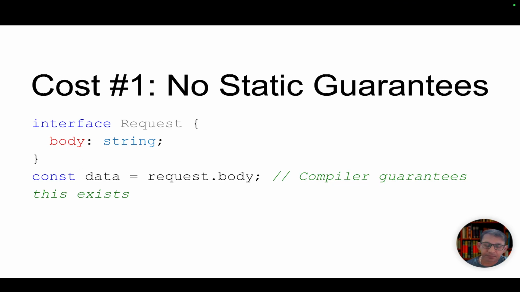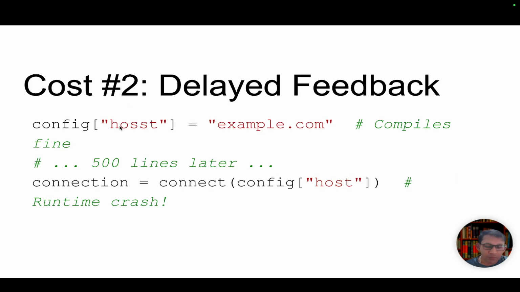Second, we get delayed feedback. Consider this Python code where we misspelled host with a double S in our configuration. This compiles perfectly fine, but 500 lines later, when we try to connect using config with the correct spelling of host, we get a runtime crash. This typo was introduced early but discovered late, maybe even in production.